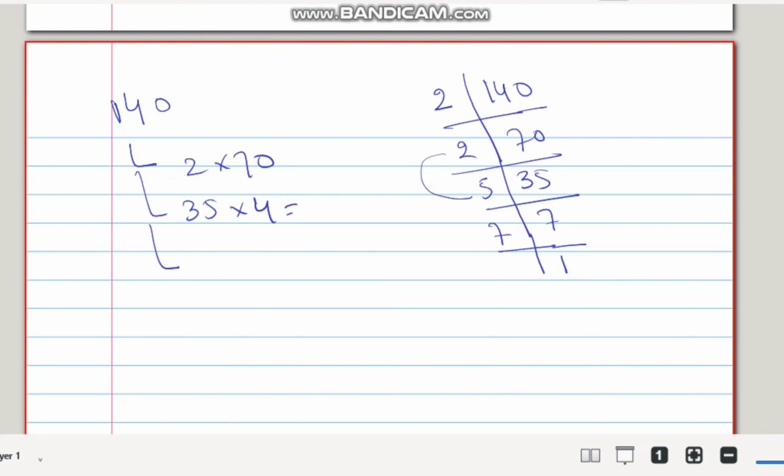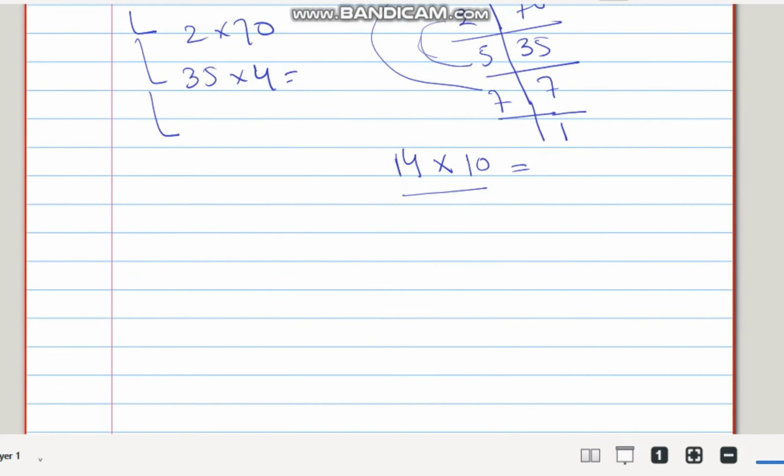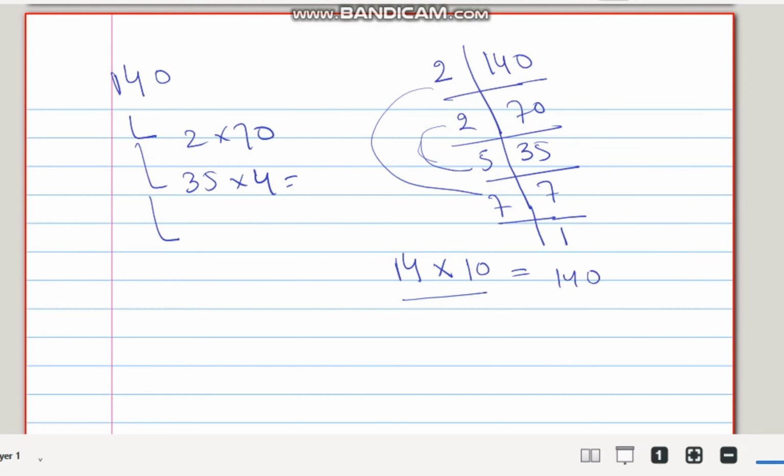Now we can form different pairs. We can make these two pairs, like 2 multiplied by 7 is 14. Yes, 14. 2 multiplied by 5 is 10. So 14 multiplied by 10 is 140. Okay, this is one pair.